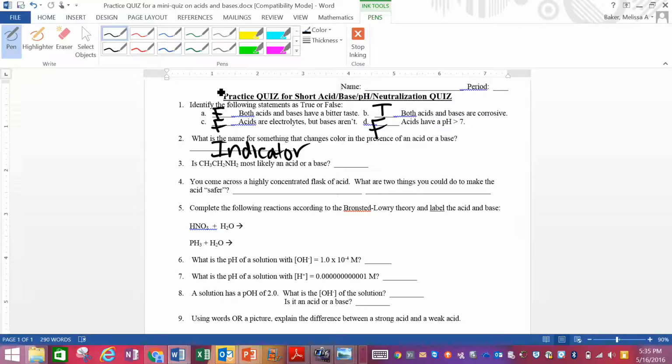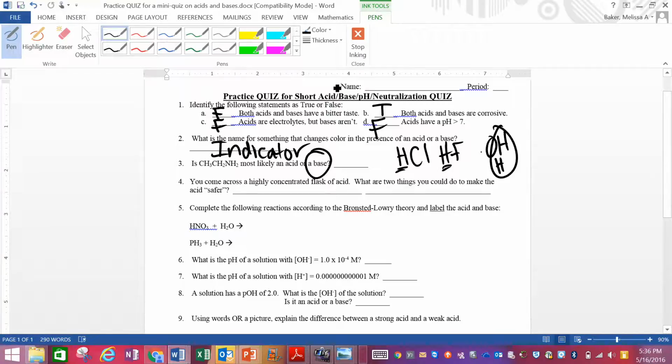All right, number 3. Is CH3CH2NH2 most likely an acid or a base? This is most likely a base. Remember, acids typically start with an H, like HCl or HF. Those are acids. And bases typically end with OH or something like this one where they'll end with an NH2 and NH3. So ending with an H is oftentimes the base.